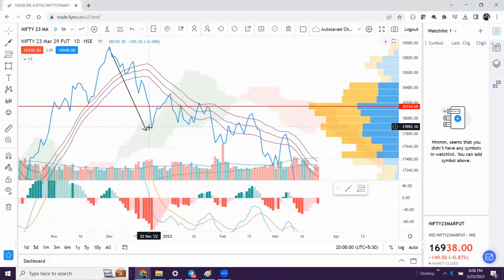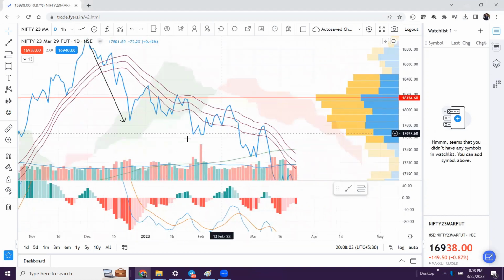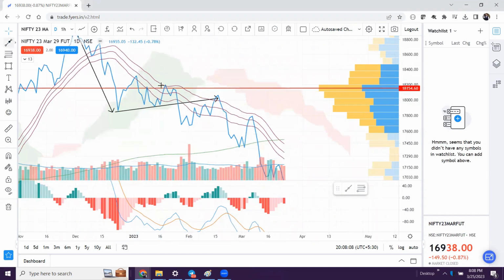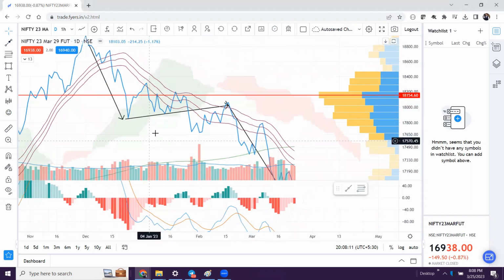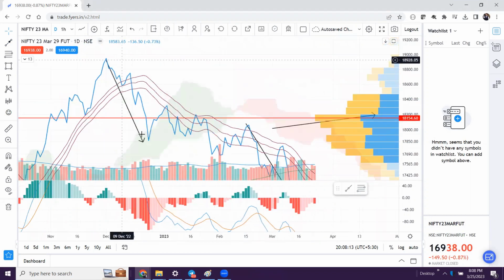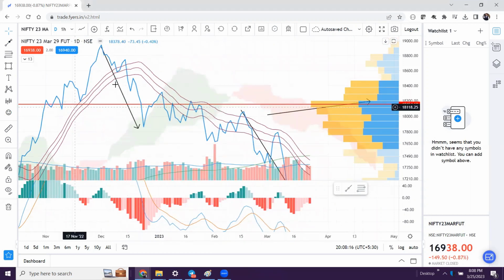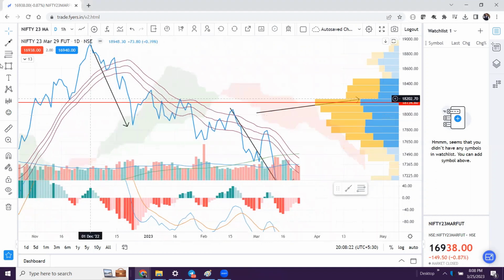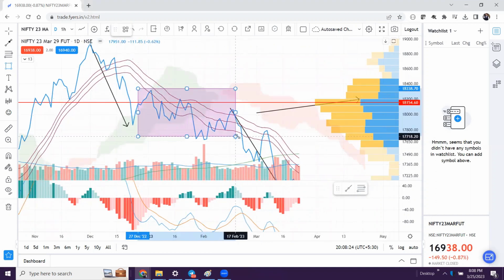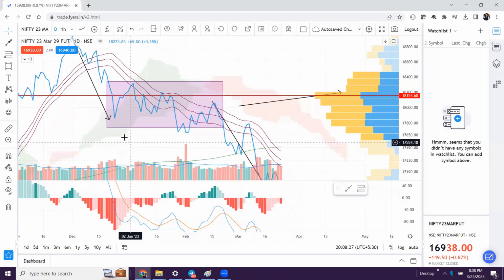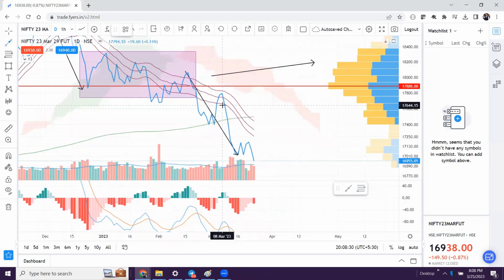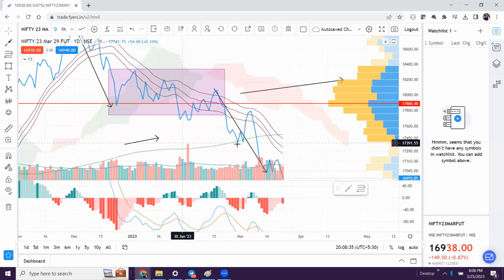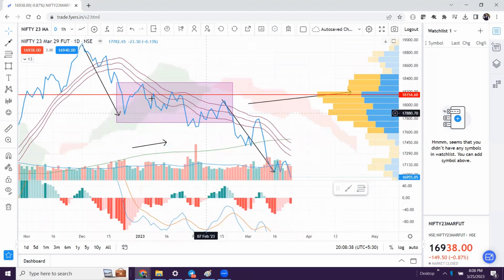And after this impulsive move, you can see there was a messy move, nothing but the corrective move, and again we are getting an impulse move down. And internally if you see this move, if you put a moving averages set, you can see this move broke the moving average, and then this move you can see is a messy one, which is range bound. This is nothing but the corrective move, and now you can again see price is breaking the moving averages and trading below it.